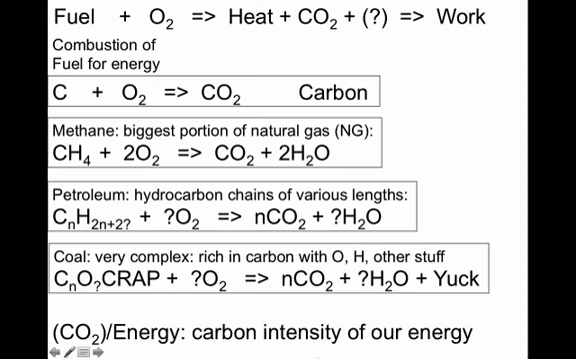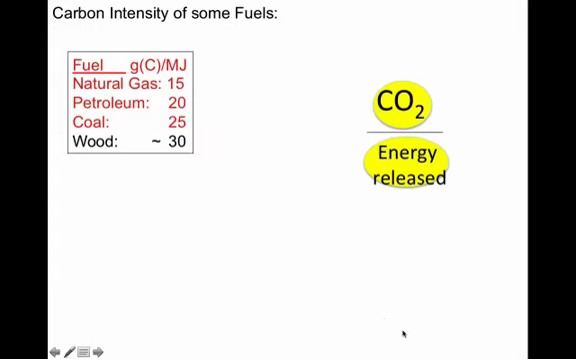So we want energy, we want heat, but we don't want the carbon dioxide emissions. So the ratio of carbon dioxide, or kilograms of carbon dioxide per megajoule, is the carbon intensity of our energy. Let's take a look at this more closely. I'd like you to memorize these. The carbon intensity of some fuels in grams of carbon per megajoule that you get out for energy is natural gas is 15 grams of carbon per megajoule produced, petroleum is 20, coal is 25, and wood is 30.